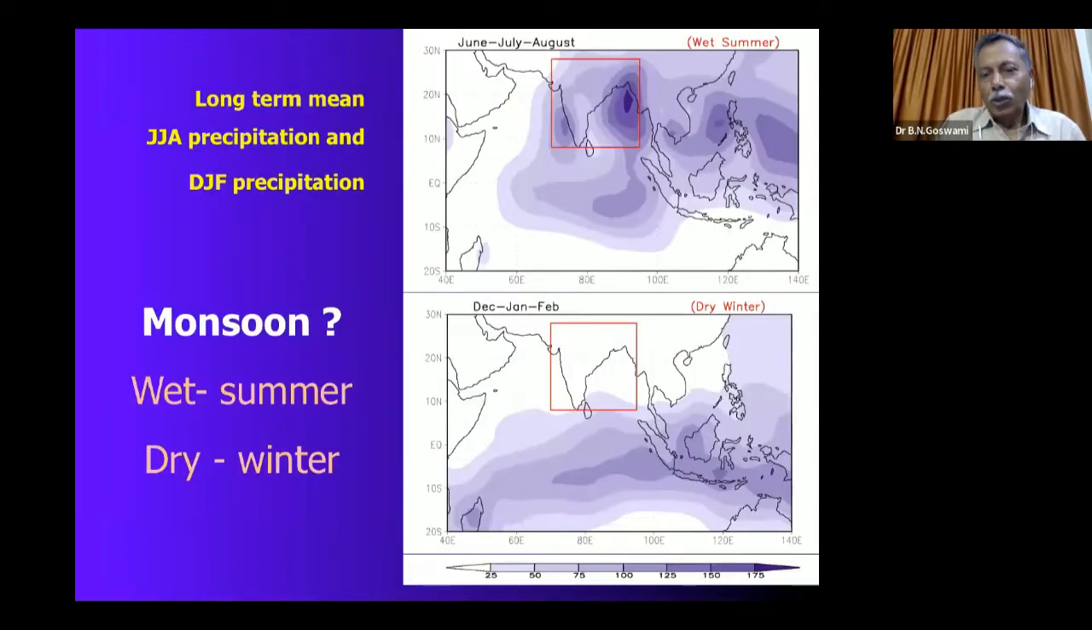And that is again shown here in terms of the mean rain during June, July, August, and December, January, February. June, July, August is very wet, and December, January, February is very dry, and that is the kind of seasonality. So seasonality is an important part of the monsoon.